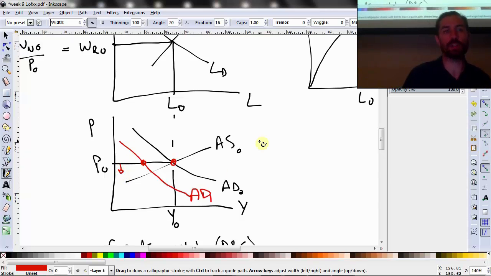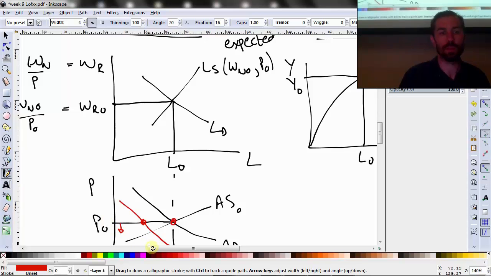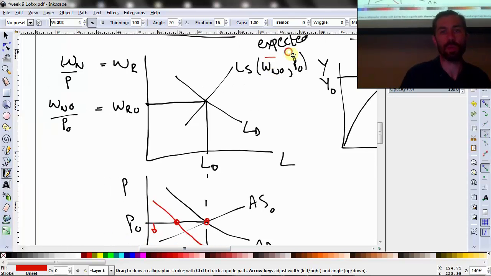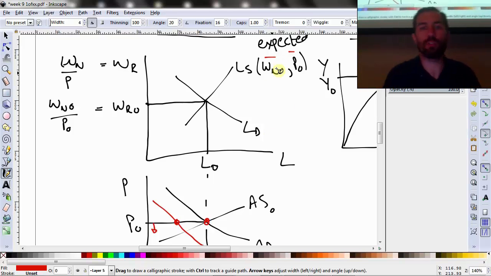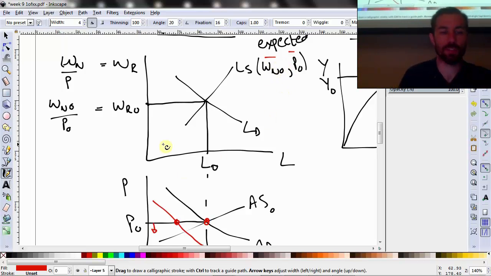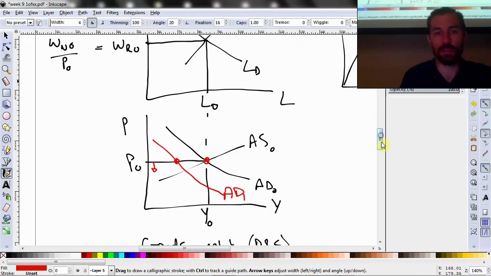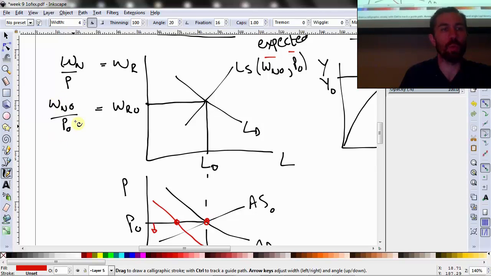As prices start decreasing, but we are assuming, remember, that expectations have not changed, or for whatever reason, our nominal wage is fixed. Okay? So our nominal wage remains the same, but the price level starts decreasing. As the price level starts decreasing, what's going to happen to our real wage? As the denominator gets smaller, what happens to this fraction? It gets bigger. So as the price level starts decreasing, the real wage rate starts increasing.